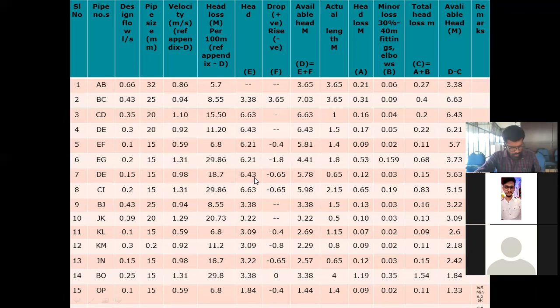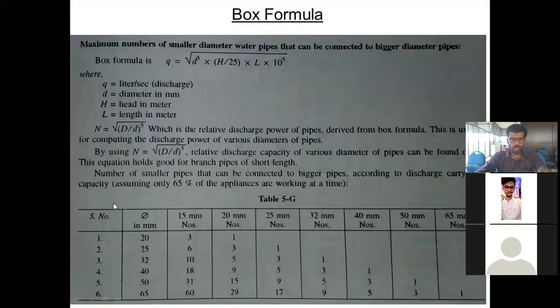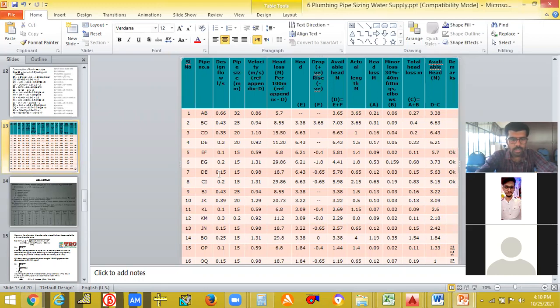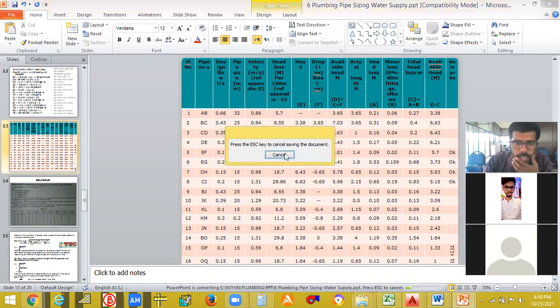One second. I think I have written DE two times. Here DE, EF, EG. This is DH, not DE. This is DH only, okay? That is DH, not DE, because DE is already there.